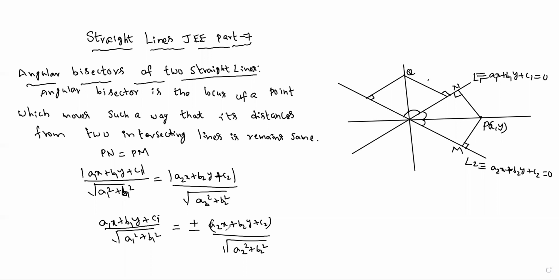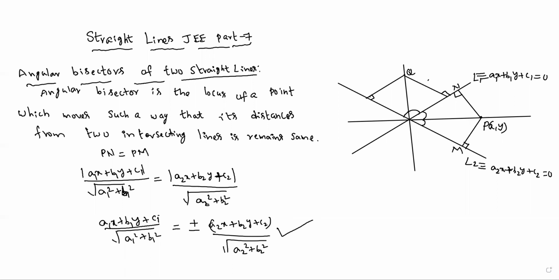Now in this, when we have to take plus and when we have to take minus will be decided based on a few conditions. Based on the conditions, we can identify easily. This is the general equation of angular bisectors between the lines L1 and L2.